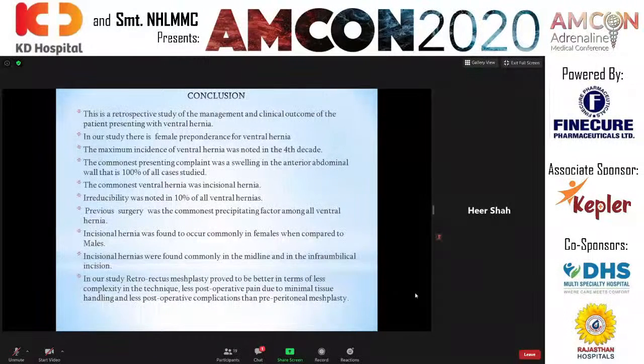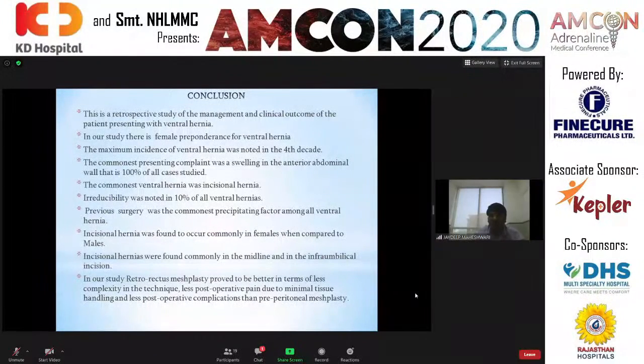This is a retrospective study of the management and clinical outcome of patients presenting with ventral hernia. In our study, there is a female preponderance for ventral hernia. The maximum incidence was noted in the 4th decade, and the commonest presenting complaint was a swelling in the anterior abdominal wall. And the commonest ventral hernia is incisional hernia, and irreducibility was noted in 10% of all the ventral hernias. Previous surgery was the commonest precipitating factor for all the ventral hernias, and incisional hernia was found to occur more in females compared to males.